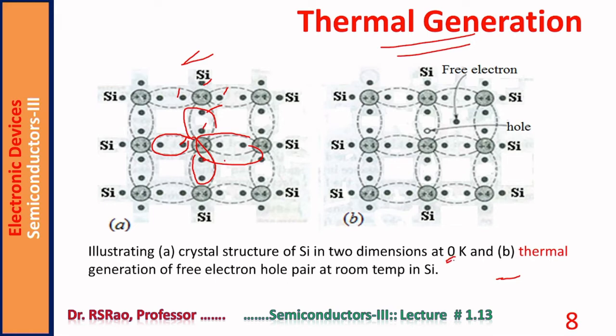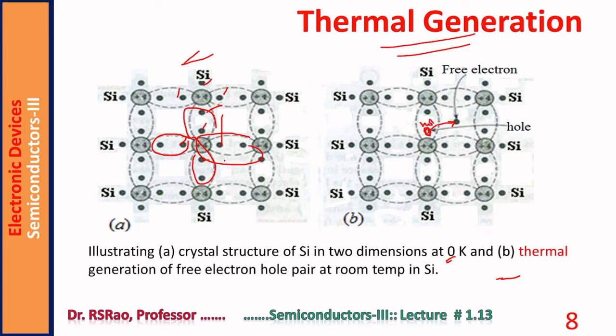When the surrounding temperature is above 0 degree Kelvin, heat energy comes into being in the surroundings. These electrons may take energy from the heat that exists in the surroundings. With that energy, they may come out. Here it is shown. An electron which was here may take energy from the surrounding heat and come out. When it comes out, a vacancy is left behind in the covalent bond. This vacancy is a hole.